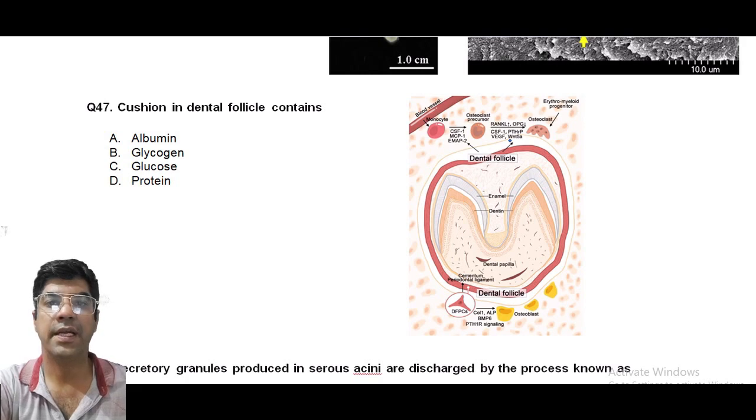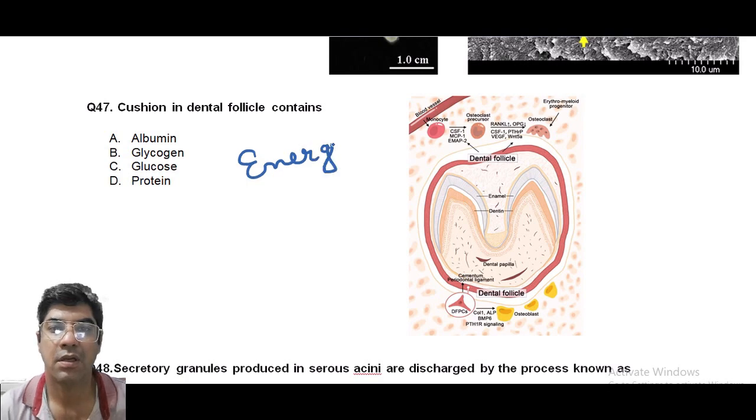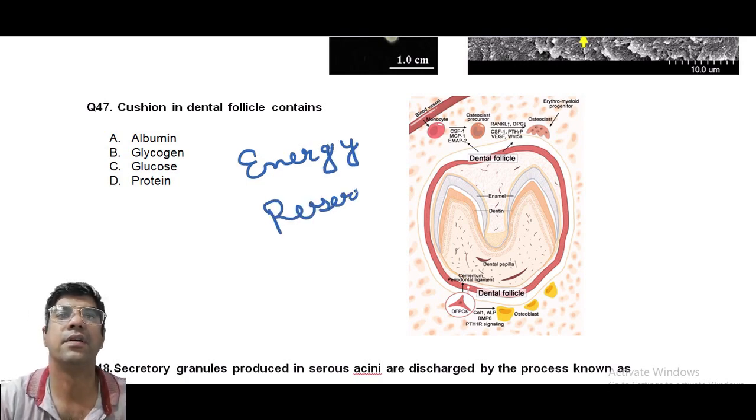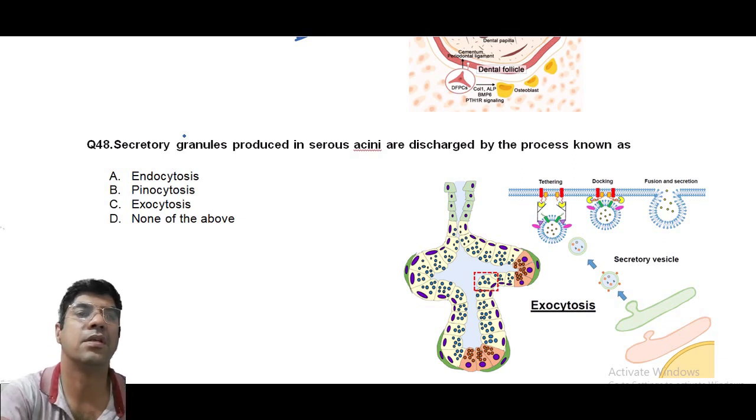The cushion in dental follicle, it is a connective tissue that surrounds the developing tooth. So it contains glycogen, so that acts as an energy reserve. So your answer is glycogen.